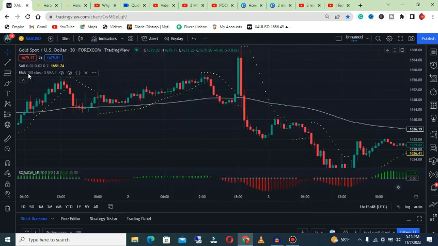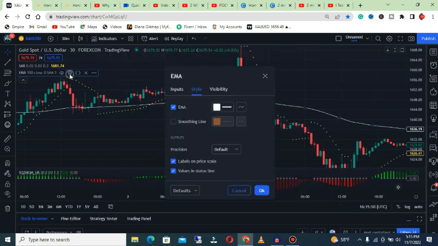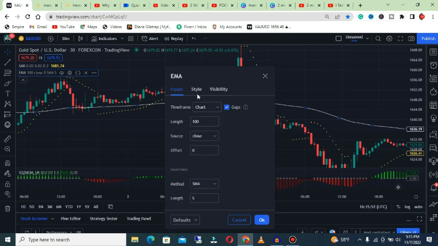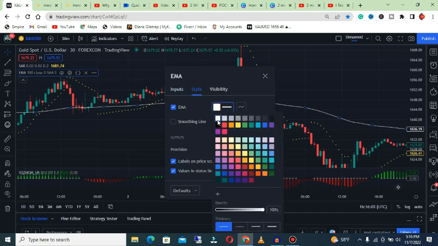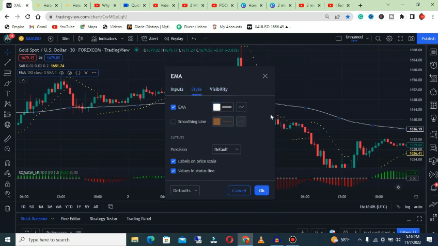Our moving average setting, the input part here, is 100. The length is 100, the time frame should be chart, the source here should be close, and the method here should be SMA. That's pretty much all you have to set up. In the settings here, I changed the color to white, which is the only thing I changed, and when you're done, you hit save.